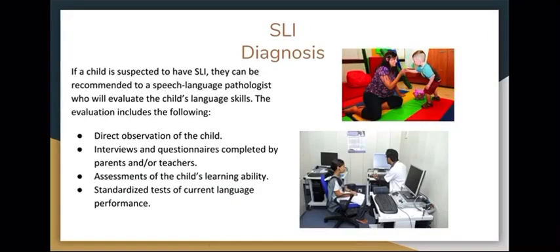SLI diagnosis. If a child is suspected to have SLI, they can be recommended to a speech-language pathologist who will evaluate the child's language skills. The evaluation includes the following: direct observation of the child, interviews and questionnaires completed by parents and/or teachers, assessments of the child's learning ability, and standardized tests of current language performance. These 2 photographs on the right indicate a speech pathologist working with a younger child and a speech pathologist working with a child that is much older.